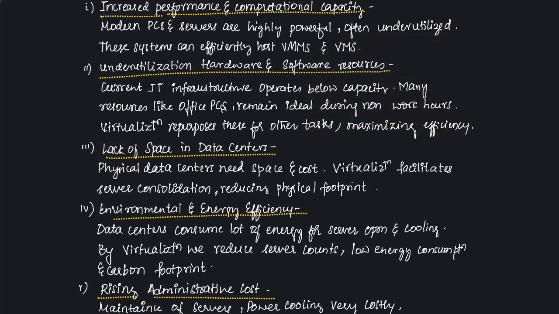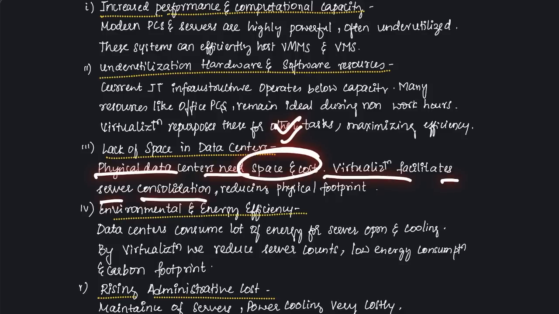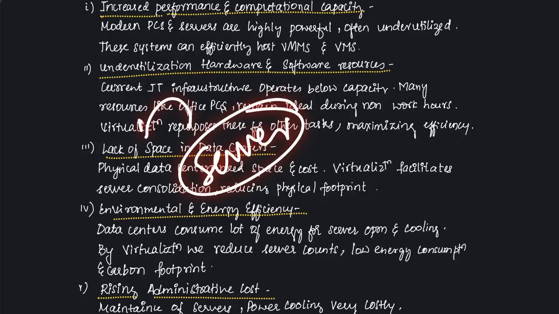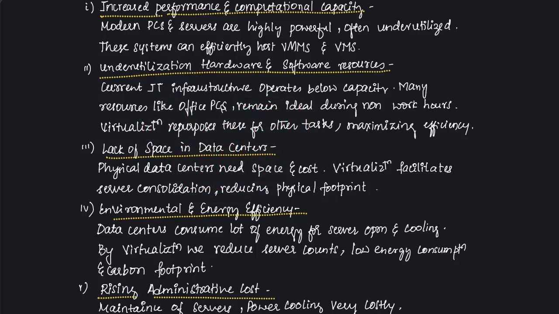Then we have lack of space. That is, enterprises face challenges in expanding their physical data centers, right? Because there is less space, and expanding is also very costly. So physical data centers need space and cost. Thereby, virtualization will help with server consolidation, reducing the physical footprint. Here you can access the server without worrying about the space.